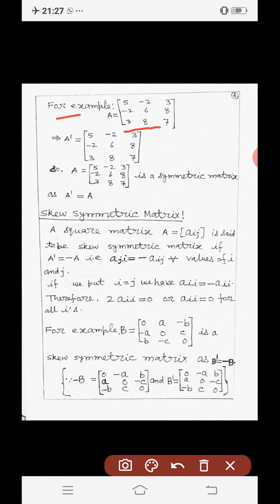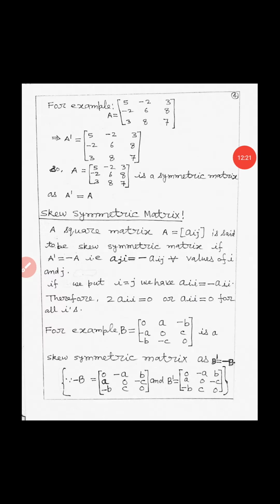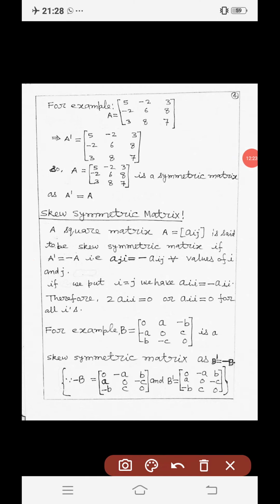So A transpose is equal to [5, -2, 3; -2, 6, 8; 3, 8, 7]. So A equal to [5, -2, 3; -2, 6, 8; 3, 8, 7] is a symmetric matrix as A transpose equal to A.